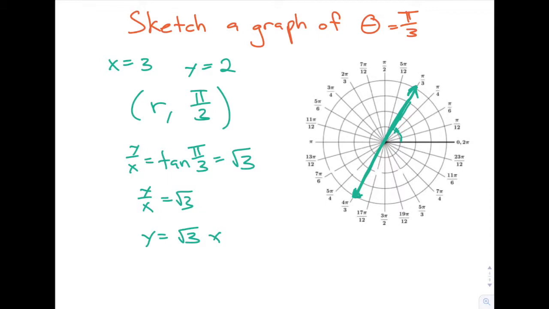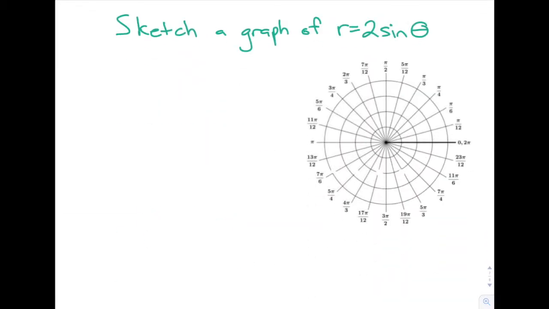Let's do one more. We'll sketch a graph of r equals 2 sine theta. Now this one will be a little bit different maybe. This feels like a solid step forward from considering r equals something, theta equals something. Now we're going to actually see what the relationship between the two is. So again, I think this is useful to do a t-chart.